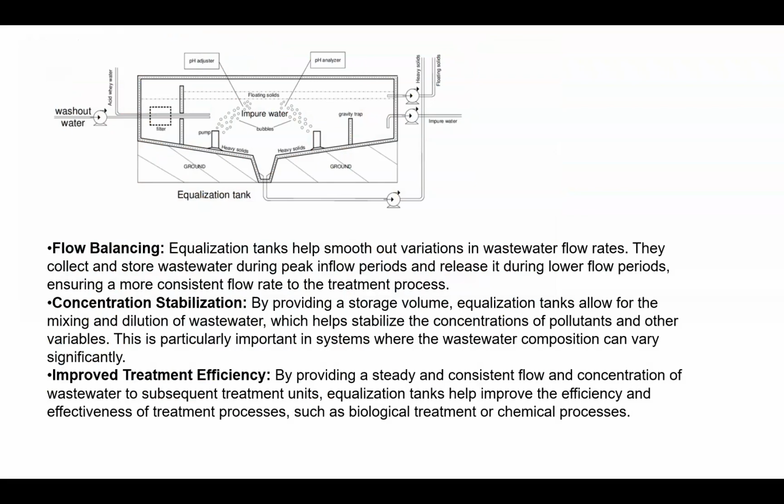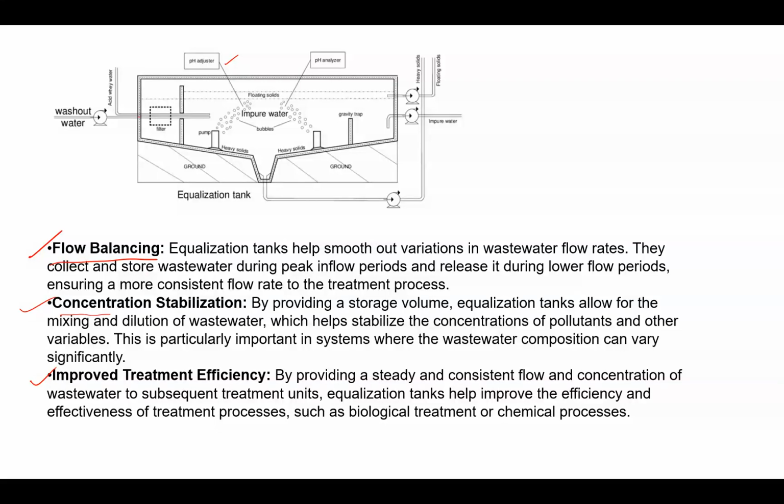So here you can see this is the equalization tank. The impure water inflow is coming, and here you can see the sliding plates for the grids, for equalizing the flow rate. Also the pH adjuster is there. In this particular equalization tank, things are mainly doing: balancing the flow, then concentration stabilization, and then improving these all.